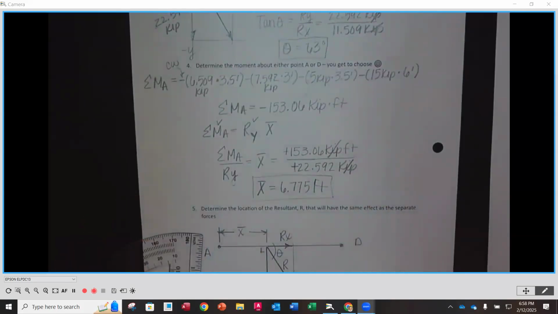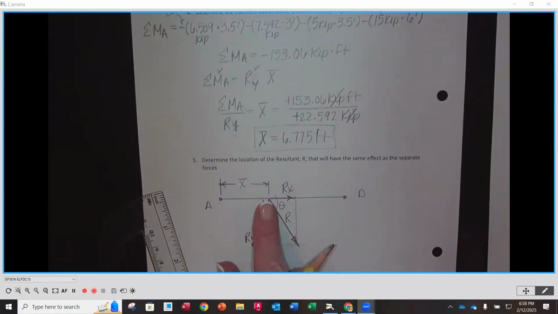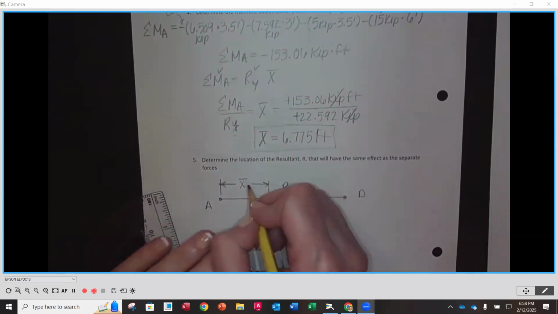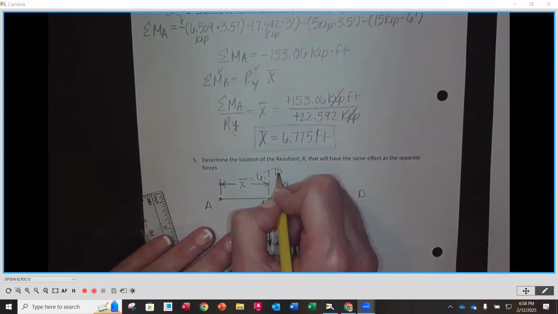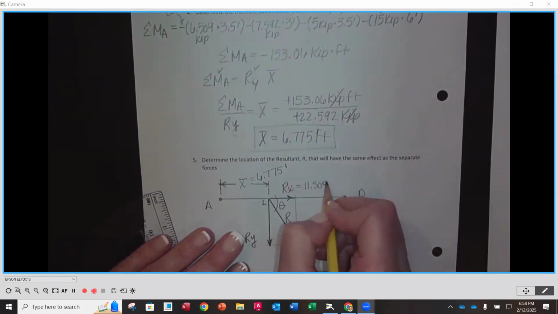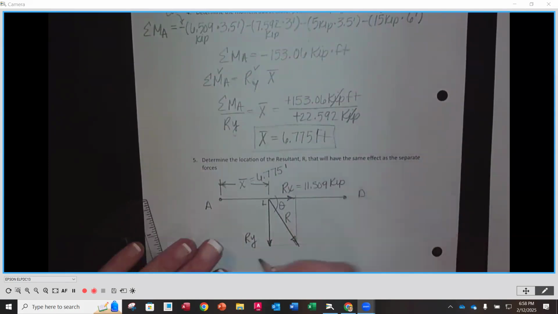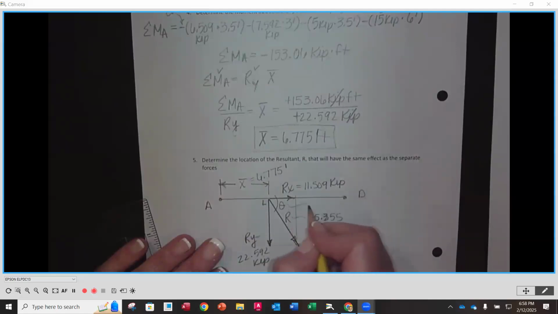That is one of your final answers, right? Where to locate it. Now, we go down here, that means to the right of A, positive value, this is going to be equal to 6.775 feet. I'm going to put in my X values here, 11.0, 11.509 kips. My RY is going to be 22.592 kips. My R, 25.355 kips. And my theta is 63 degrees.